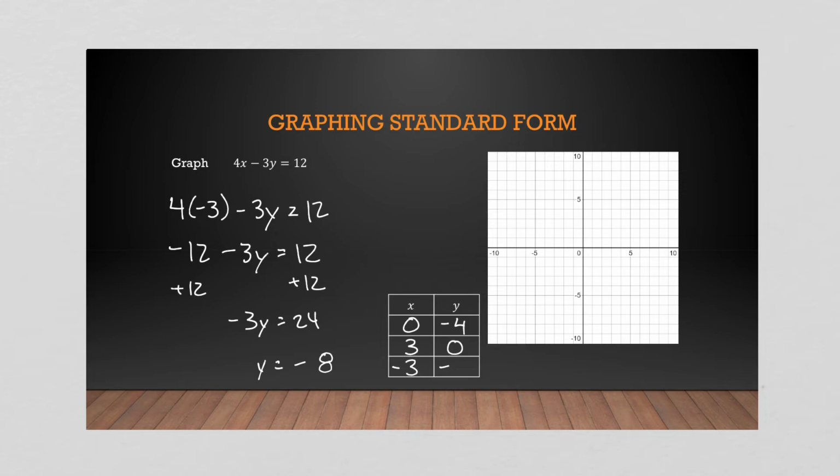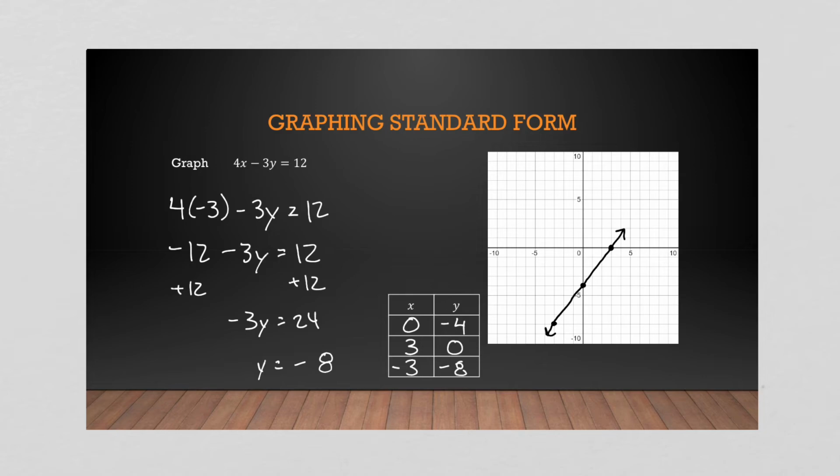So I have 3 points, and I hope they're going to line up. When x is 0, y is negative 4. When x is 3, y is 0. And when x is negative 3, y is negative 8. So yes, indeed, I did that right. There's my ruler, there's my line.